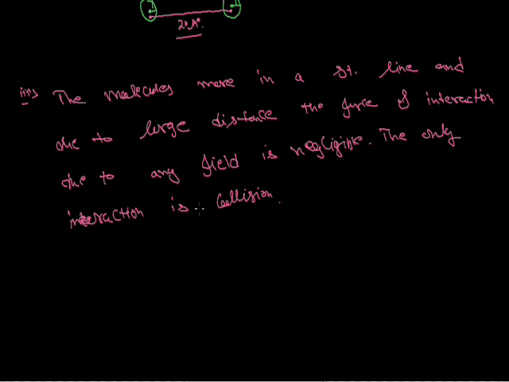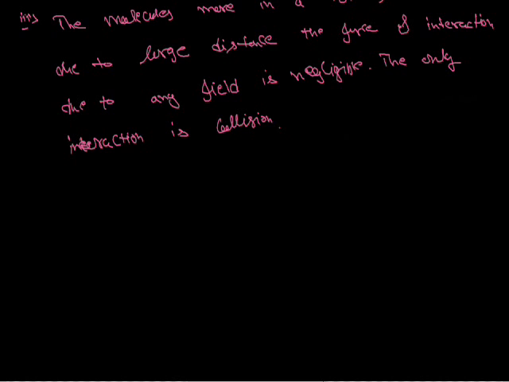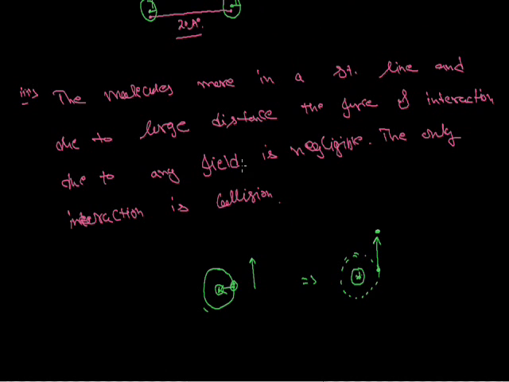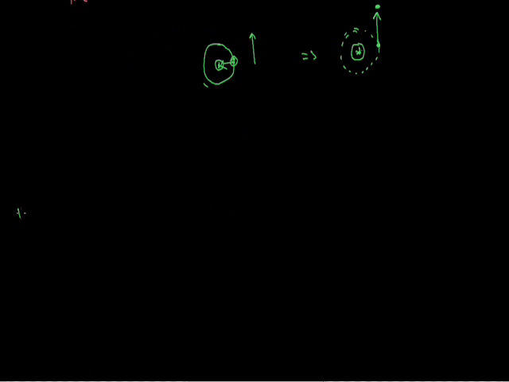The only interaction is collision. Means we are stating that the only type of interaction is elastic collision. Let us suppose this is the molecule, this is the earth, and the earth is revolving in this direction. Why? Because there is a gravitational attraction between them. If I remove the attraction, then what will happen? The particle or earth will go in this direction, because there is no gravitational field. Similarly, if we have molecules which are very far away from this molecule, there is no effect of this on this and this on this. So the particle will trace a straight path, and if there is any interaction with another molecule, it will only be by collision, because only when it hits another molecule will it interact. So this is the third postulate, which states that only collision will take place.